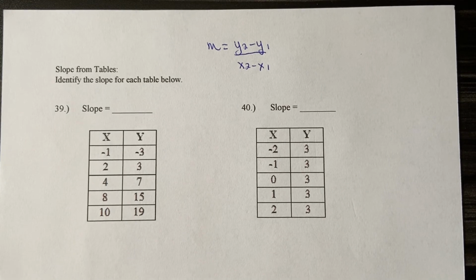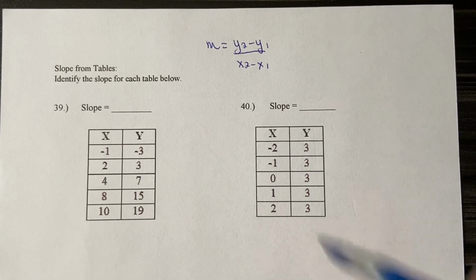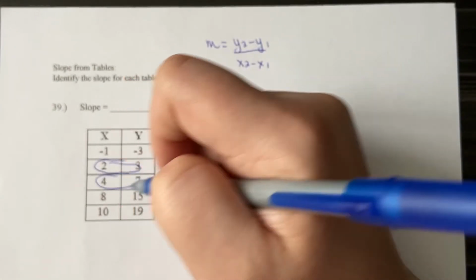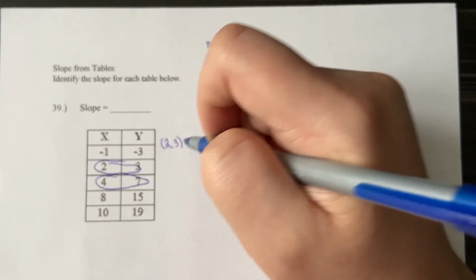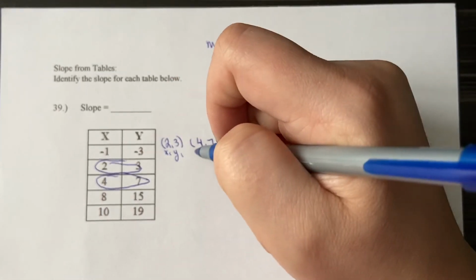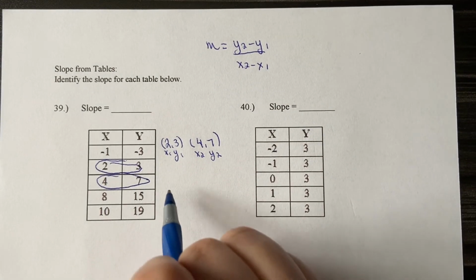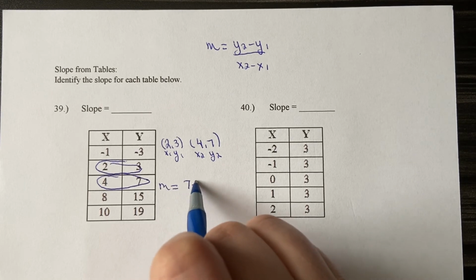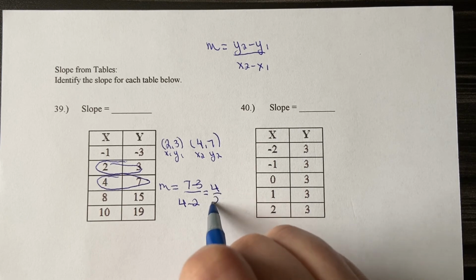Okay, so pick whichever 2 points look the easiest. It's better to pick positive numbers than negative, and anything with a 0 is obviously going to make your arithmetic extremely easy, but technically you can pick any 2 points you want. So for this one, I'm going to pick these 2 just because they're both positive. They're small numbers, seem kind of easy to work with. So I'm looking at 2, 3, and 4, 7. So I'm going to call this x1, y1, x2, y2. Okay, so working this out, I would have 7 minus 3 all over 4 minus 2, which would be 4 over 2 or 2.